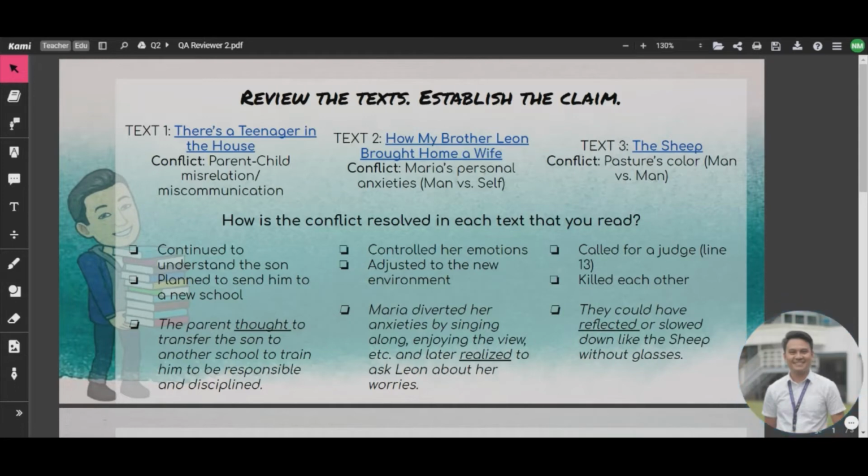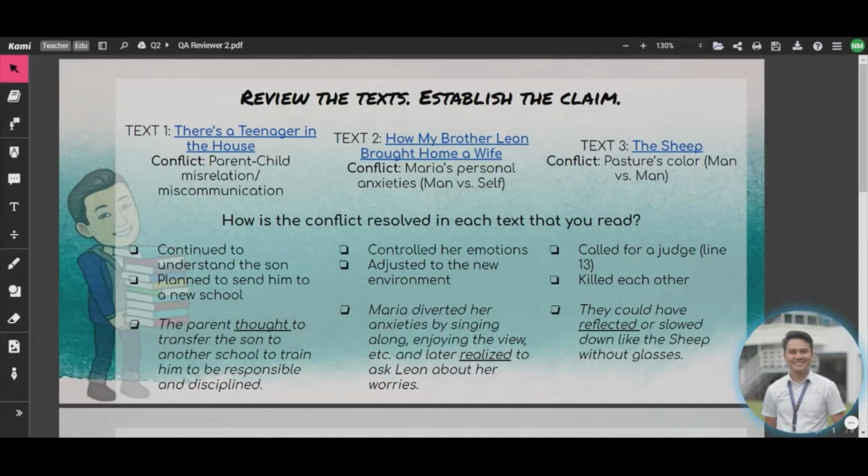For text number 2, Maria continued to control her emotions, and eventually she was able to adjust to the new environment. For text number 3, they tried to call a judge to give them the verdict on the color of the pasture. But the verdict was not as proactive because it only led for the sheep to kill each other.